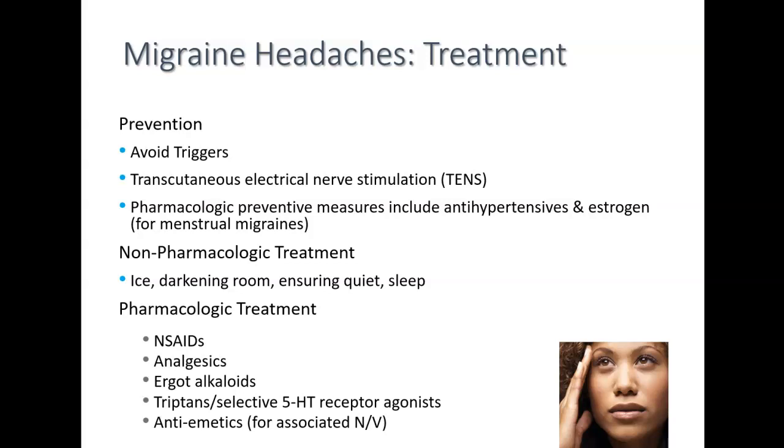But nowadays, I think most people are taking triptans. So like sumatriptan, which is a selective 5-HT receptor agonist. Imitrex is the name that you know this drug by. And then you can take antiemetics, which would be for the associated nausea and vomiting. For many people, a vomiting episode actually can relieve some of the pain of the headache, which is interesting.